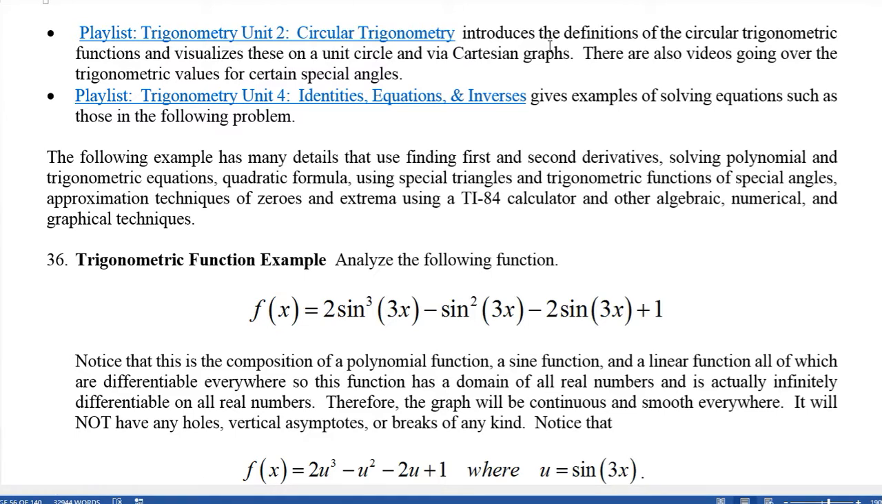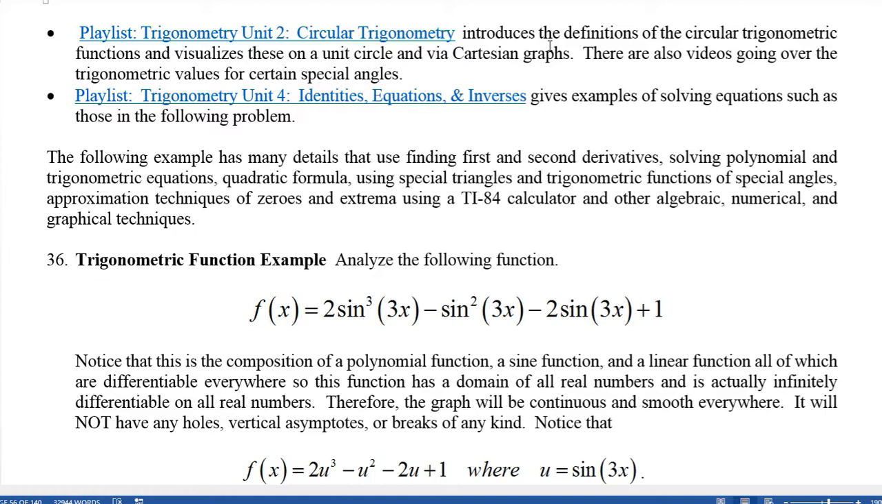So for example, we define the sine of x in terms of a circle centered at the origin and points on there, and we can also visualize that as a wave shaped graph on a Cartesian graph. And there are also videos going over trigonometric values for certain special angles, and all of those basic characteristics are going to show up in this particular analysis that we're getting ready to do.